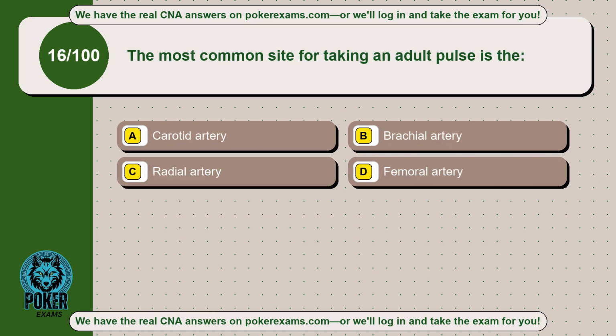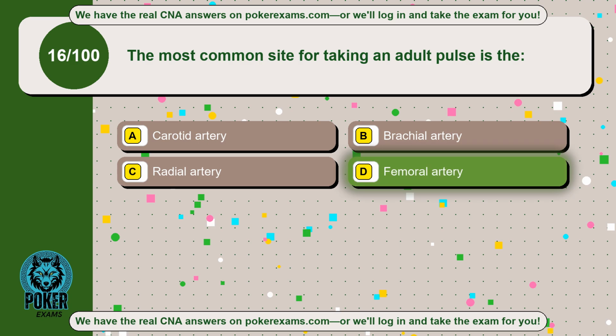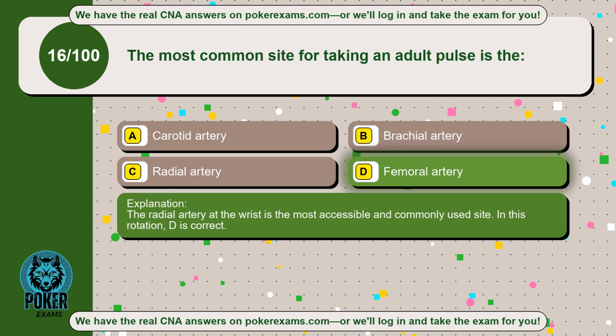Question 16. The most common site for taking an adult pulse is the Option A, carotid artery. Option B, brachial artery. Option C, radial artery. Option D, femoral artery. The correct answer is option D, femoral artery. The radial artery at the wrist is the most accessible and commonly used site. In this rotation, D is correct.